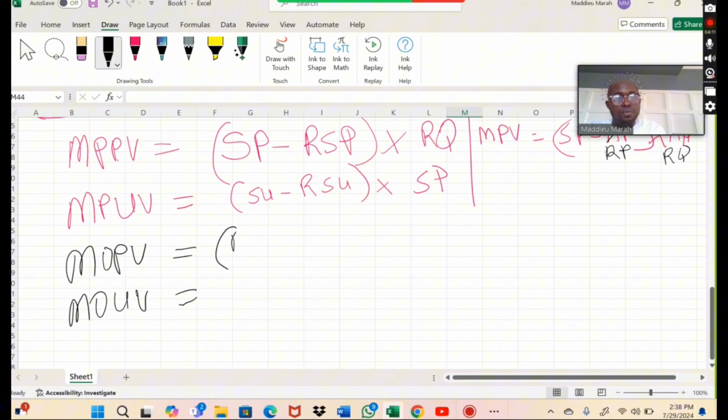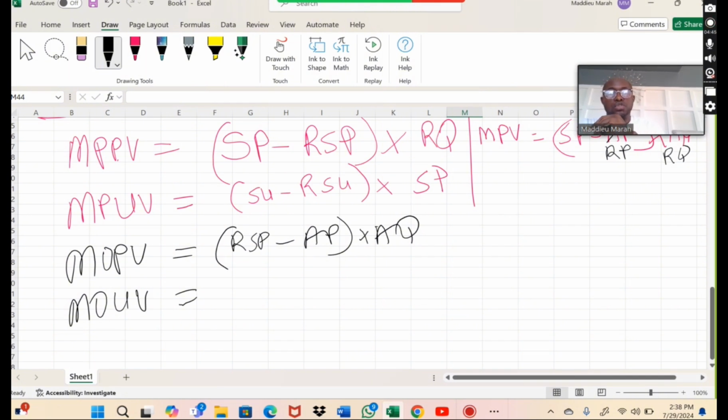Here now we are comparing the revised standard price minus the actual price. You get it? Multiply by revised quantity. Okay? Sorry, actual quantity. So it's revised standard price minus actual price multiplied by actual quantity.